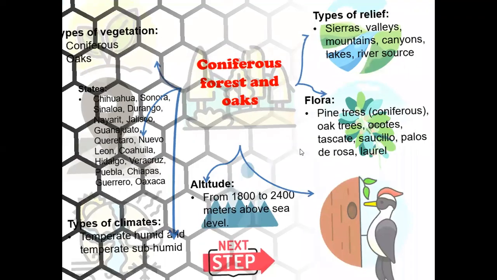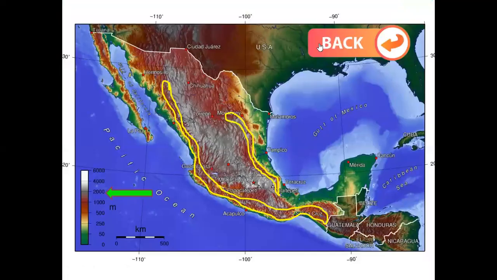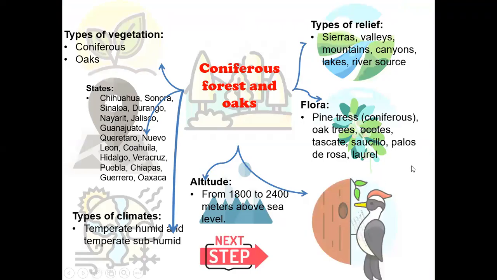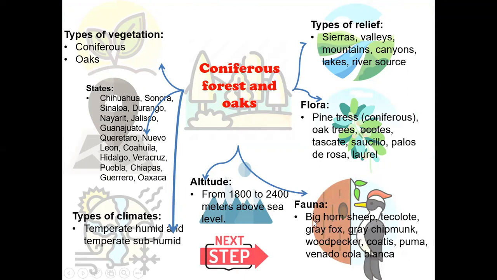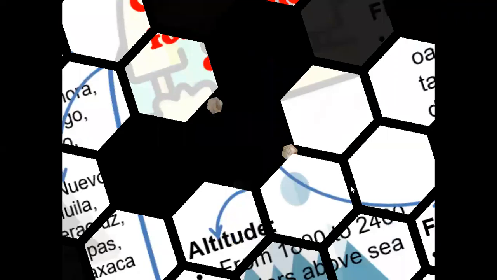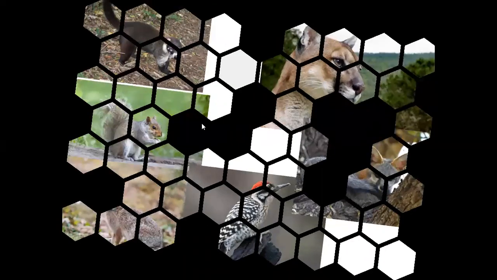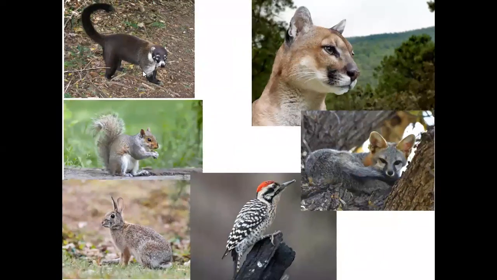And as for the fauna, for the fauna we will find the bighorn sheep, tecolote, gray fox, gray chipmunk, woodpeckers, coatis, pumas, venado cola blanca. This is the type of animals. This is the coatis. It's an animal that we can find in these places: the puma, the gray chipmunk, the gray hare, the gray fox, and the woodpecker.